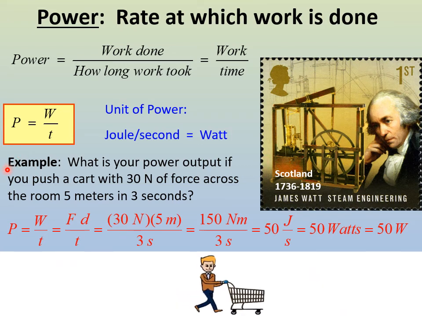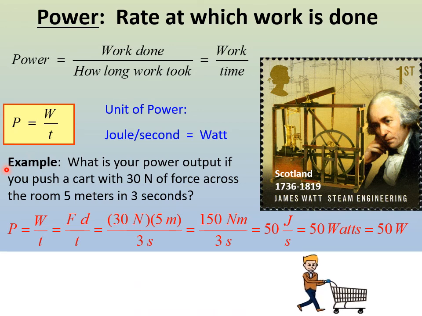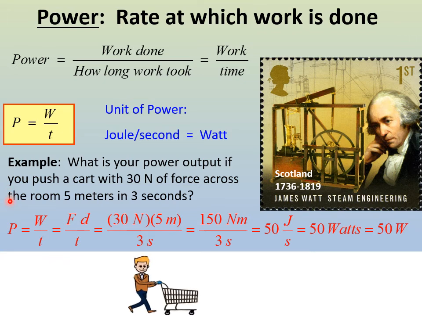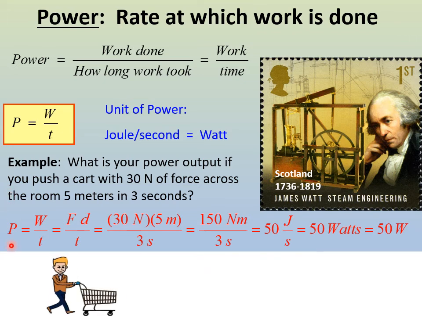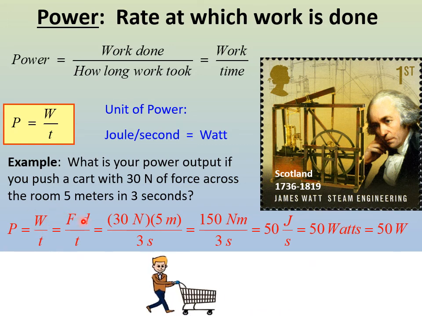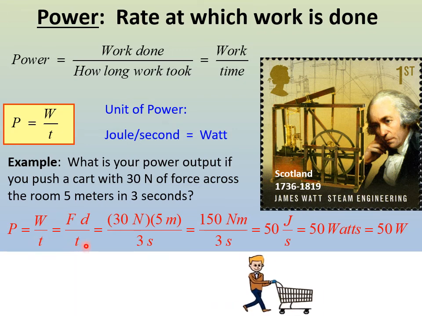So let's look at a simple example here. What is your power output if you push a cart with 30 newtons of force across the room 5 meters in 3 seconds? Well, to figure out power, we need to figure out how much work you do, and that's force times distance. And then we're going to divide that by the time, how long it took to do the work.